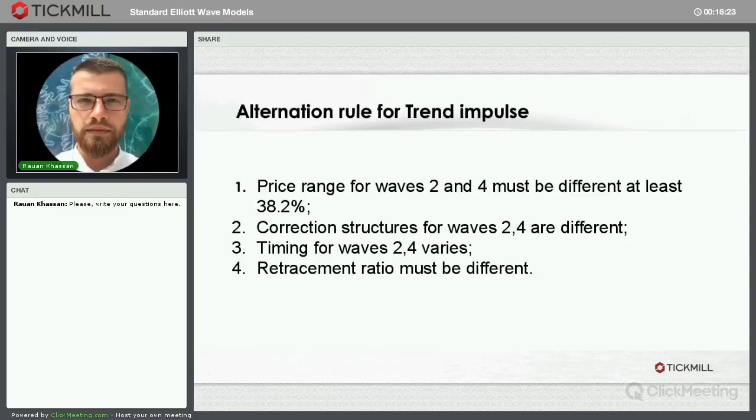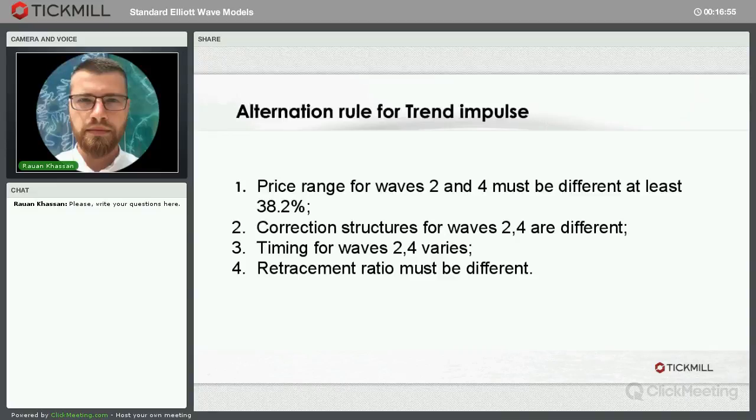If we want to analyze trend impulse further, we need to learn several regularities of the alternation rule. This alternation rule applies mainly to corrective waves, which are marked as waves 2 and 4. And these waves should correspond to some of these requirements.